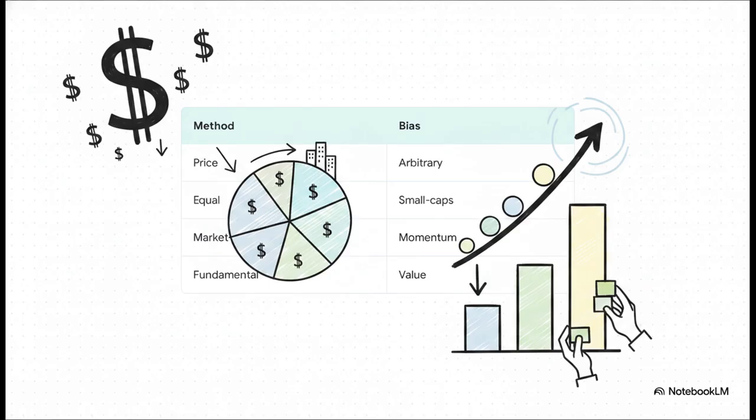Then we have market capitalization weighting. This is the big one, the most common today, used by the S&P 500. It weights a company by its total market value. But this creates a momentum tilt. As a stock's price rises, its market cap grows, and its weight in the index increases.